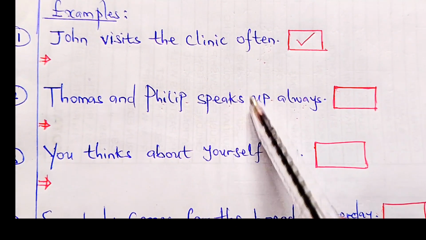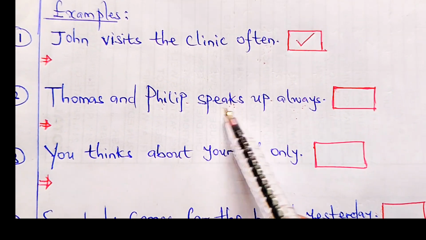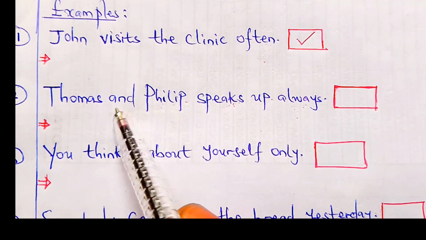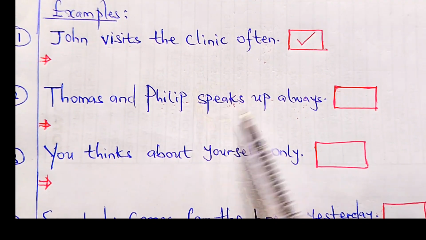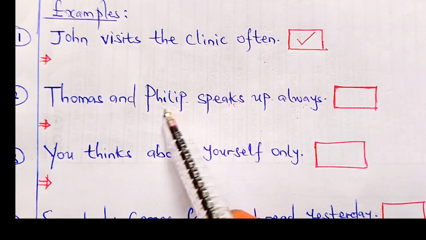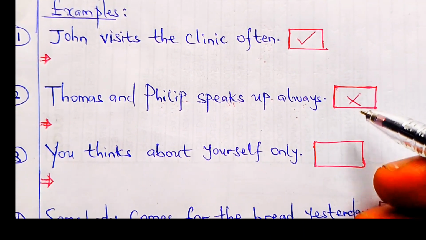So what kind of verb is speaks? Speaks is a singular verb. So there's no way a singular verb can work with a plural subject. This is not right under the subject verb concord rule. So speaks here is a wrong finite verb. It should not be used with Thomas and Philip because you're talking about two people. So this is wrong. So what should be the correct thing?